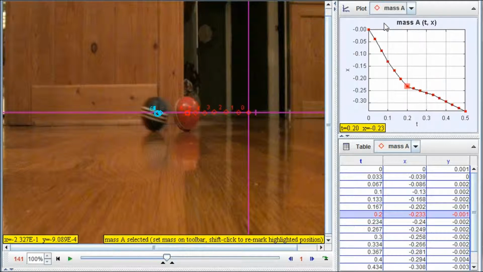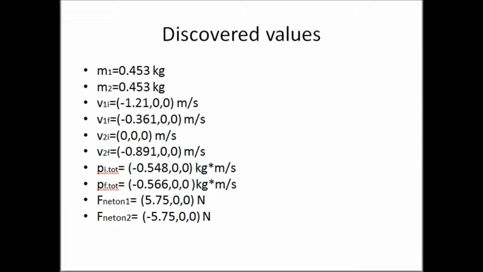So using different formulas, we've calculated that and we found these values. Balls 1 and 2 both have mass 0.453 kilograms. The initial velocity of ball 1 is negative 1.21 meters per second. Final velocity of ball 1 is negative 0.361 meters per second. Initial velocity of ball 2 is 0 meters per second. Final velocity of ball 2 is negative 0.891 meters per second.